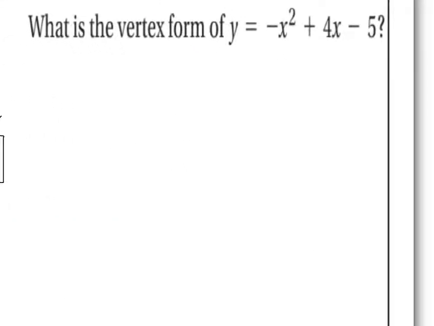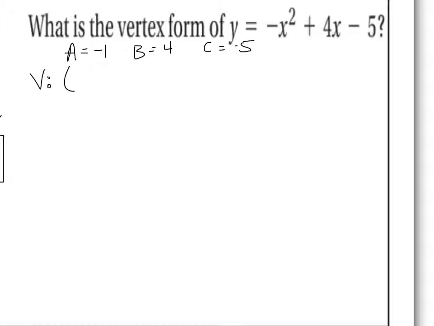Okay, what is the vertex form of y equals negative x squared plus 4x minus 5? I've got an a value, in this case, of negative 1, b is 4, and c is negative 5. Again, got to find the vertex first. So to find the vertex, the x value, I'm going to take the opposite of b, which is negative 4, over 2 times a of negative 1. It's going to be negative 4 over negative 2, which is going to be a nice number of 2. So now to find the y value, I'm going to put it in.